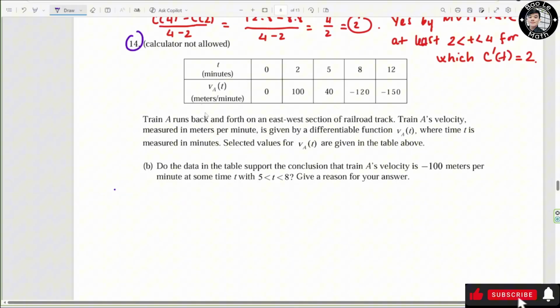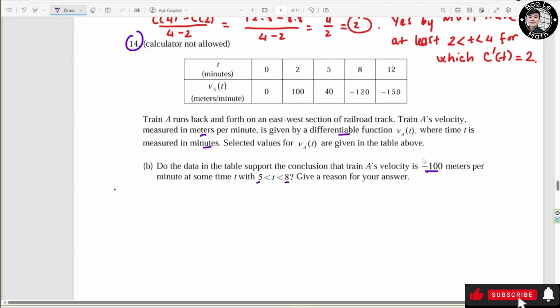Now let's move on to question 14. Train A runs back and forth on an express section of railroad track. Train A's velocity, measured in meters per minute, is given by a differentiable function v sub A of t, where time t is measured in minutes. Select the values for v sub A of t given in the table above. Do the data in the table support the conclusion that train A's velocity is negative 100 meters per minute at some time t between 5 and 8?